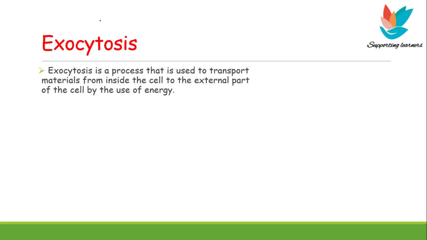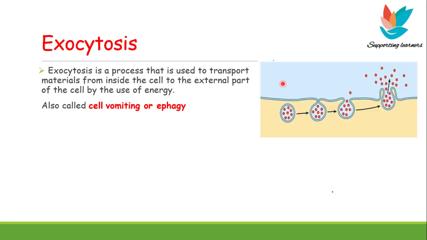Okay. Moving on to exocytosis. Now exocytosis, exo is outside. So in this process the substances they move outside the cell, of course with the use of energy. So this is also called cell vomiting or emiocytosis. अब ये exocytosis का process होता कैसे है इसको समझते हैं.